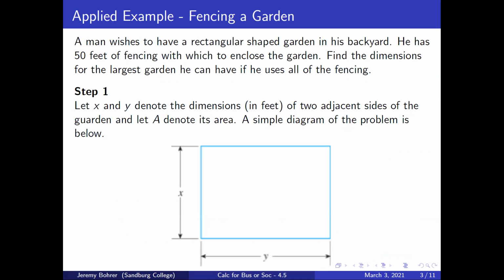A man wishes to have a rectangular shaped garden in his backyard. He has 50 feet of fencing with which to enclose the garden. Find the dimensions for the largest garden he can have if he uses all of the fencing.